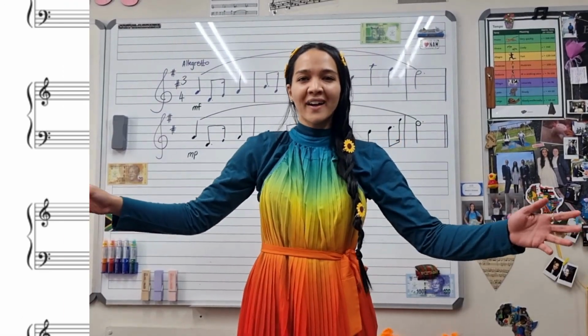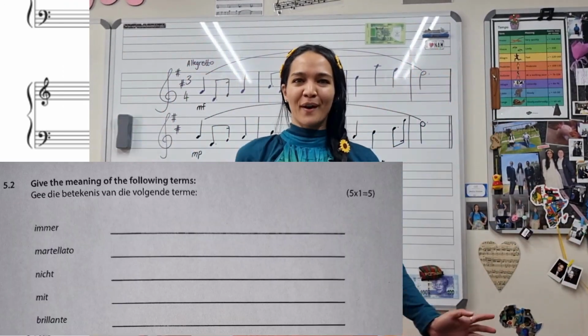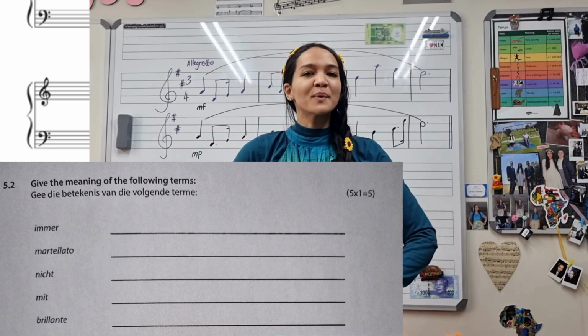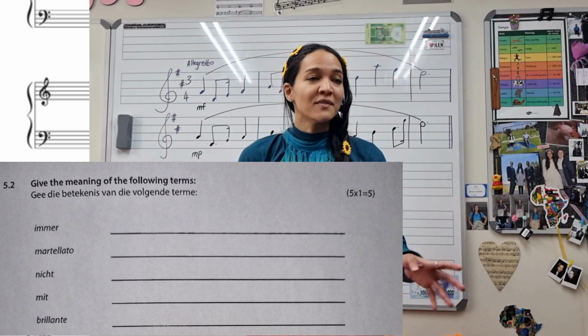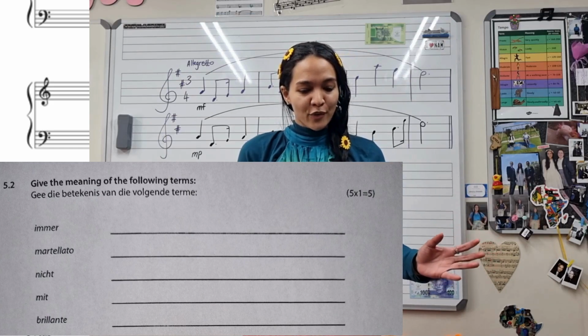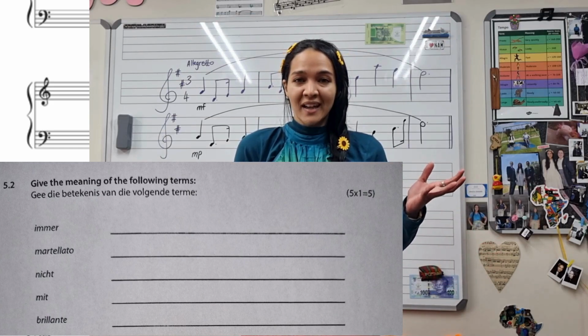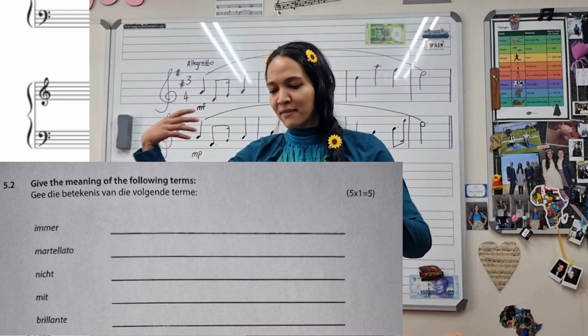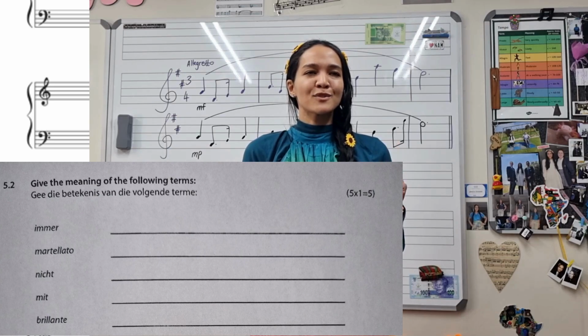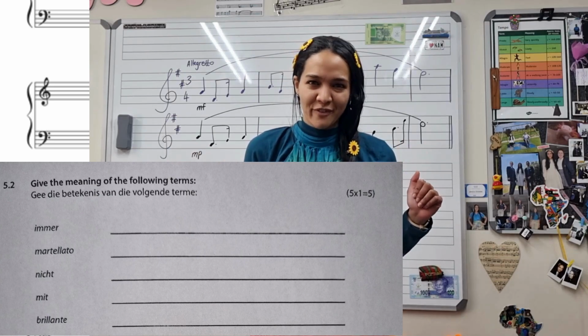Then our very final question, question 5.2 in the whole of the paper, says to us, give the meaning of the following terms. So we will get either terms or signs here, or even terms and signs here. And this will just be taken from the grade 4 terms and signs. Although it is very good to know everything from pre-grade 1 up to now, because you never know what they might throw in, and it's also just good to be musically aware of these things.